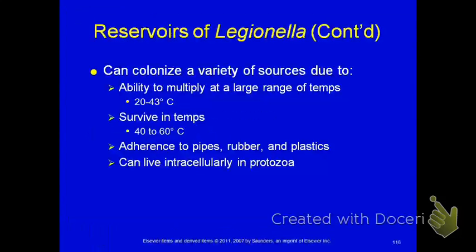Okay, so they can colonize a variety of sources due to the fact that they have the ability to multiply at a large range of temperature. Imagine from as low as 20 degrees to as high as 42 degrees centigrade. They could even survive between 40 to 60 degrees centigrade. So imagine even in a heating tower, you can still isolate Legionella. Adherence to pipes, rubbers, and plastics would also be common. They could even live inside a protozoan. So Legionella is such a versatile organism.